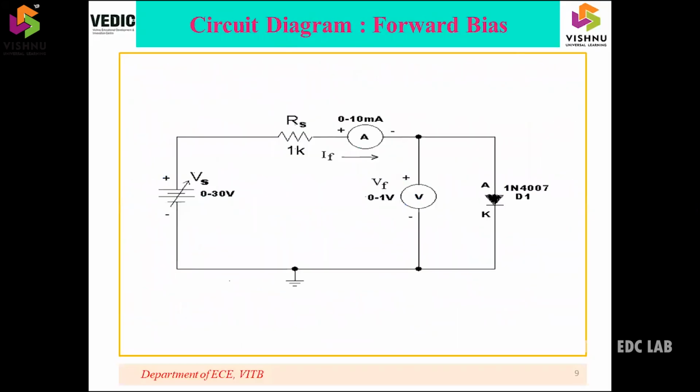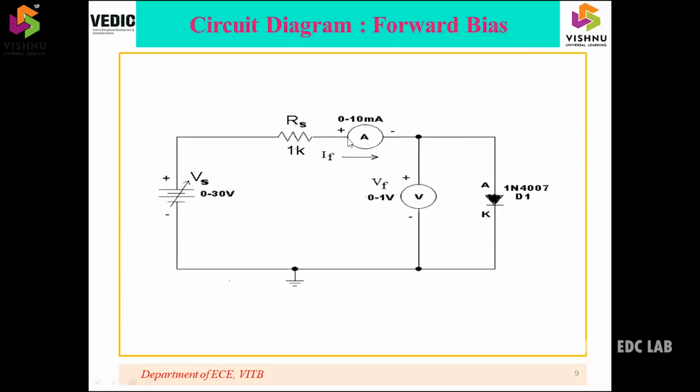Circuit diagram for forward bias. In this case, the 0 to 30 volts RPS positive terminal is connected to anode of the diode. Negative terminal of the supply is connected to cathode of the diode. So this diode is forward biased. We need a 0 to 1 volt or 0 to 2 volts voltmeter across the diode so as to measure the voltage across the diode.